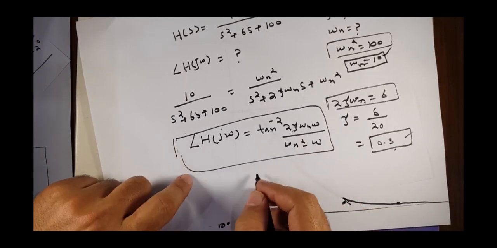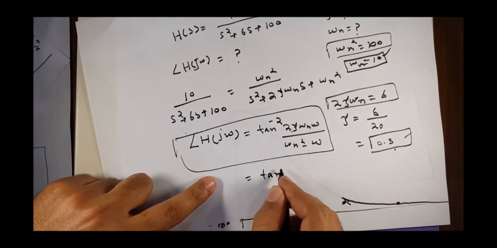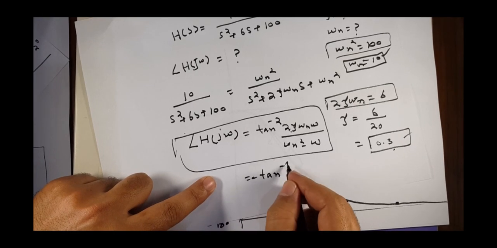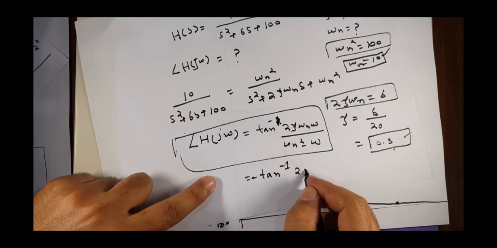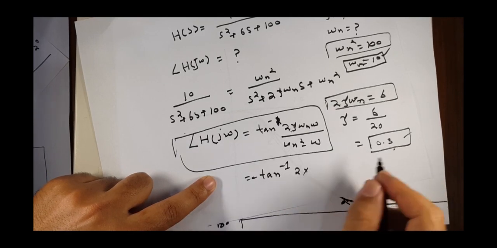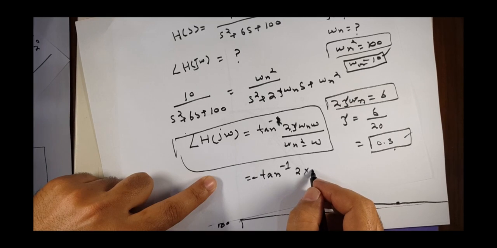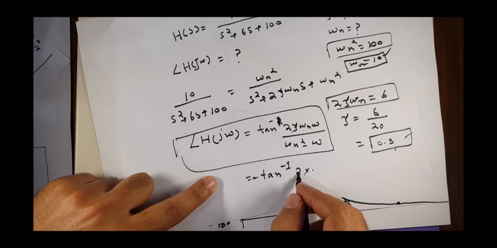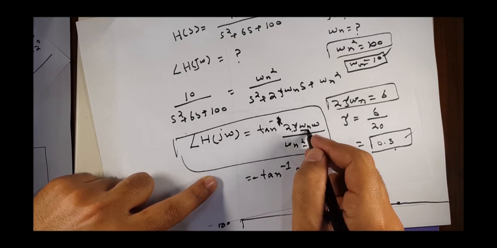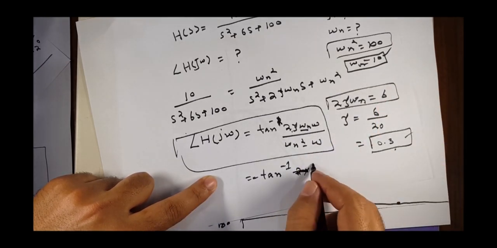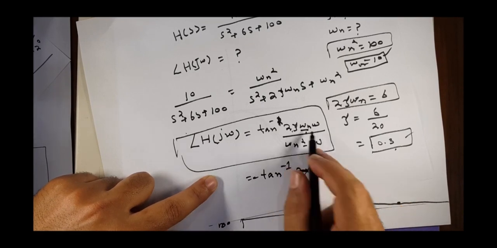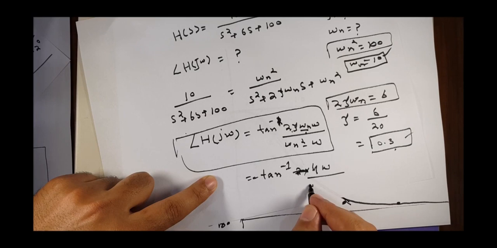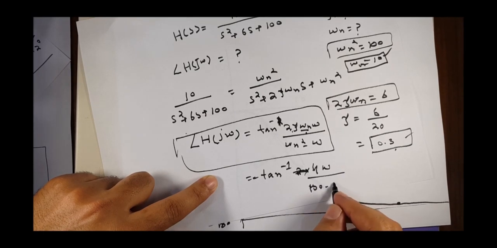we are reducing this zeta value, so this will be tan inverse of 2 multiplied by, before this was multiplied by 0.3, now this will be multiplied by 0.2. So this will be 0.4 multiplied by omega n equal to 10, so this will be 4 omega. Before this was 6 omega, now this is 100 minus omega. What we are doing, we are reducing this value.